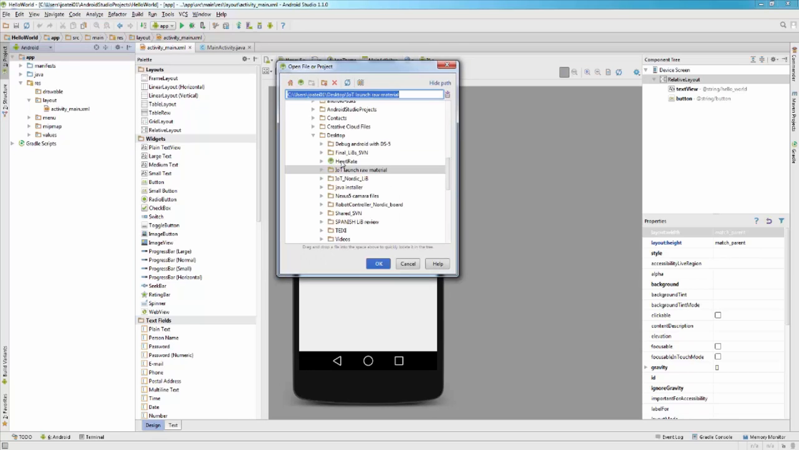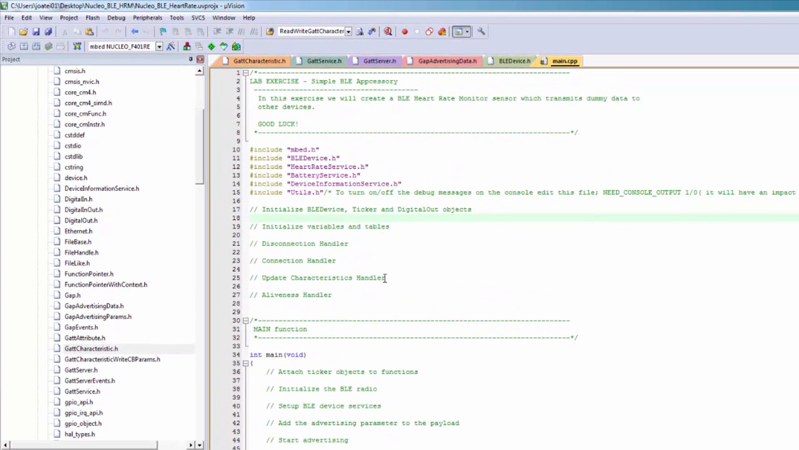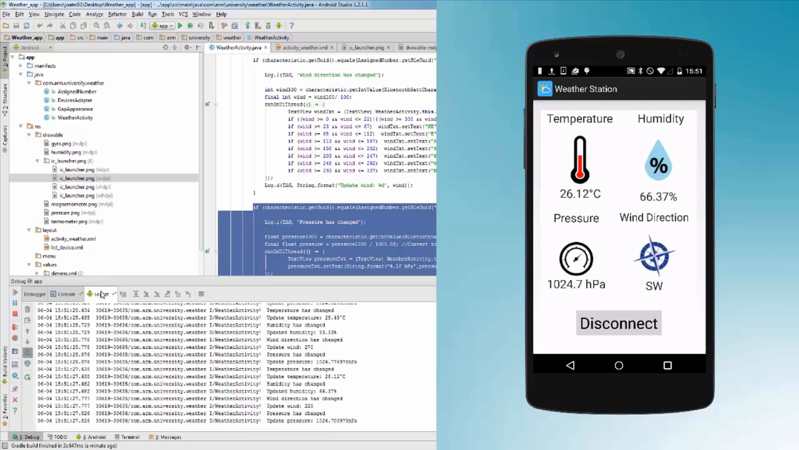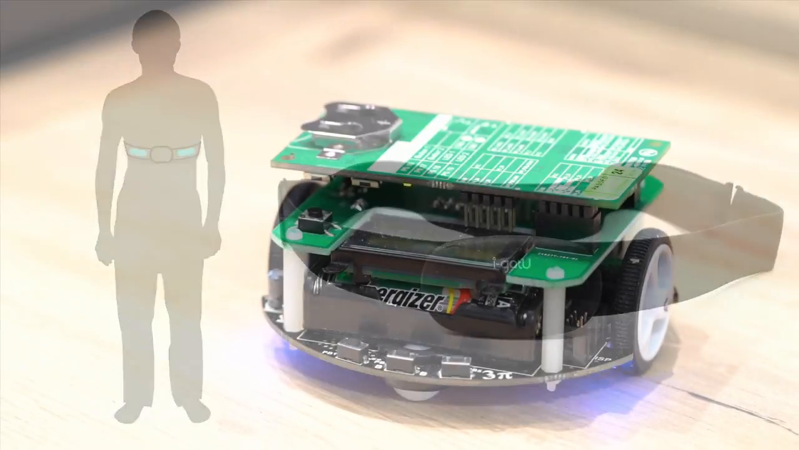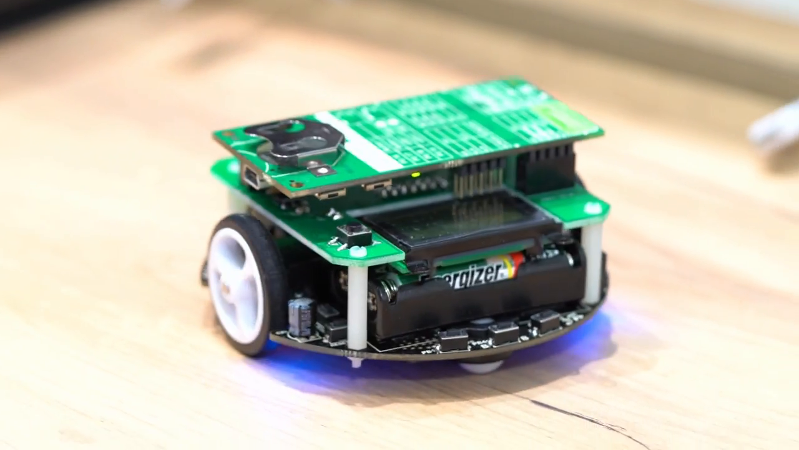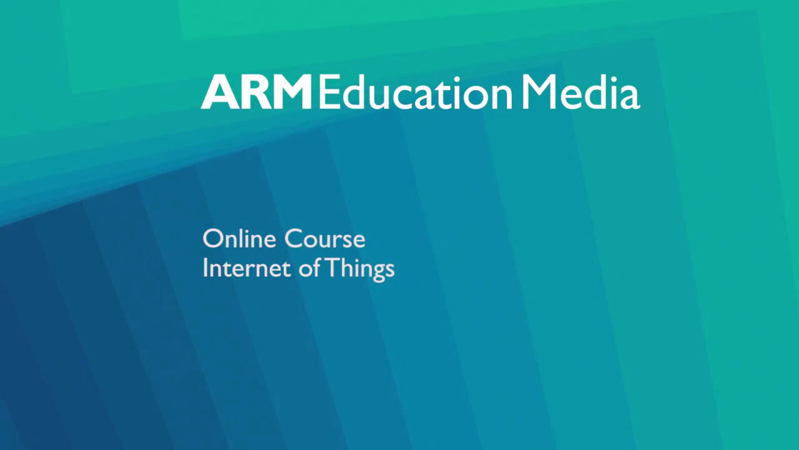App development and embedded systems design and programming sit at the heart of this course. You will learn how to create smartphone apps that control things like sensors, wearable health devices, and mini robots. You will also learn how to build, configure, and program these end devices. Let's take a look at the ARM Education Media IoT course.